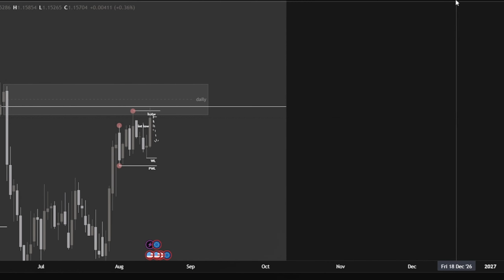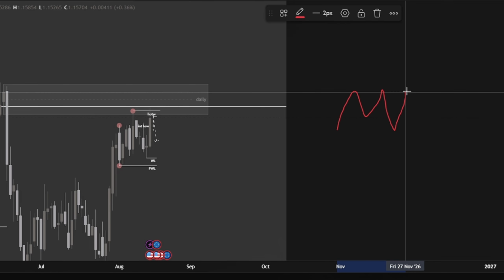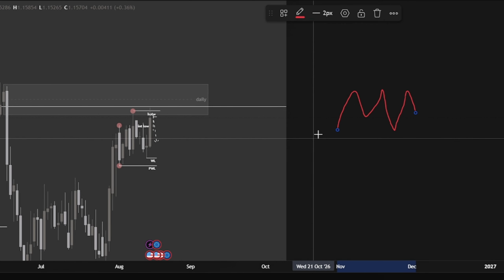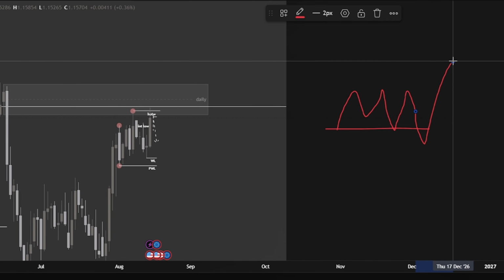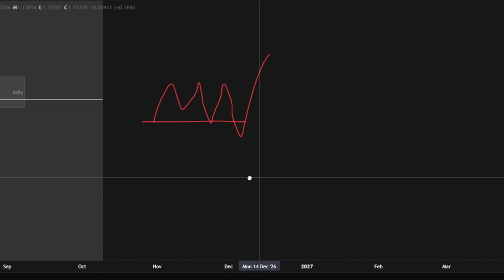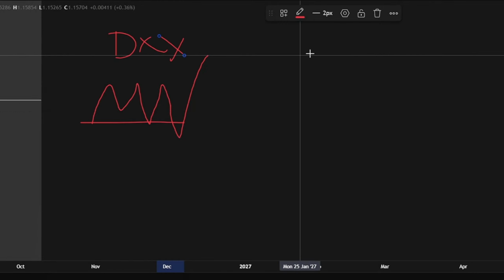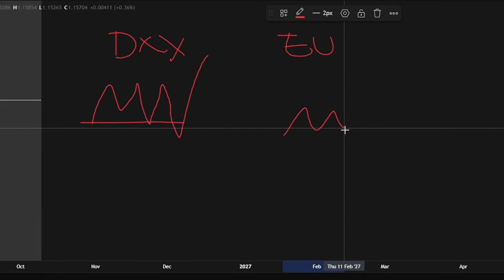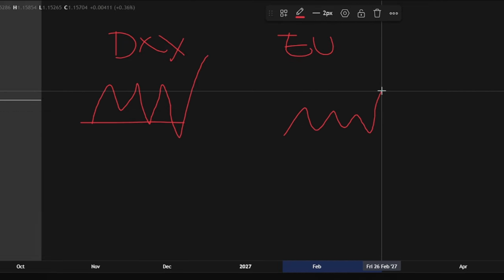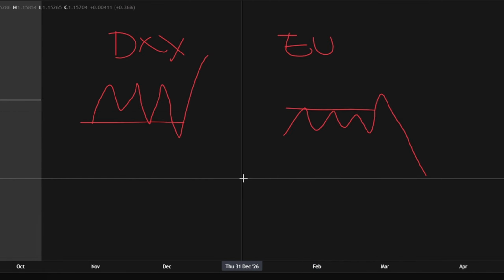So let's draw this out. Obviously on DXY, we had something like this. Obviously we wanted to sweep these lows, come a little bit lower, and then move higher. So if that's what we're seeing on DXY, right, on the euro, we want to see the same sort of thing, but sweeping those going down. So we want to see this, right?